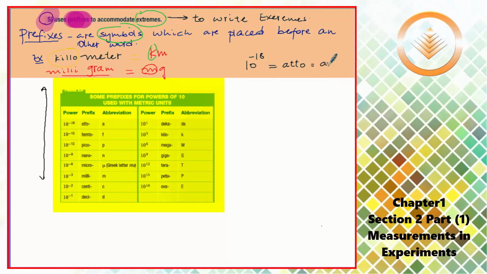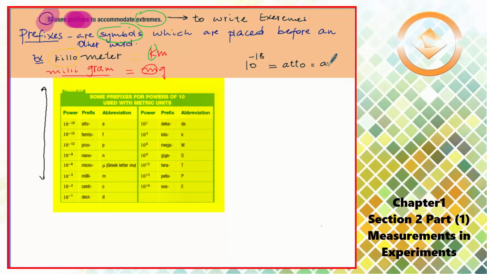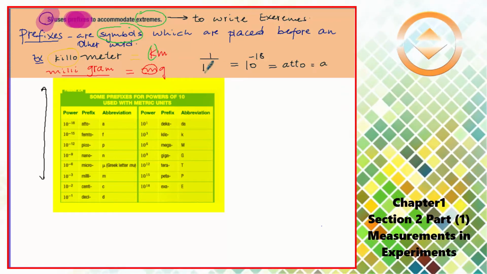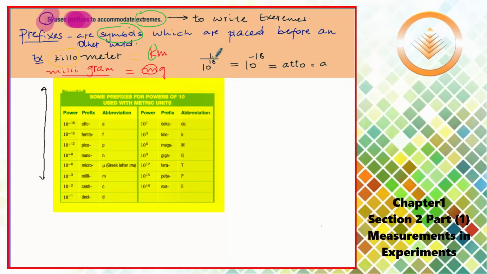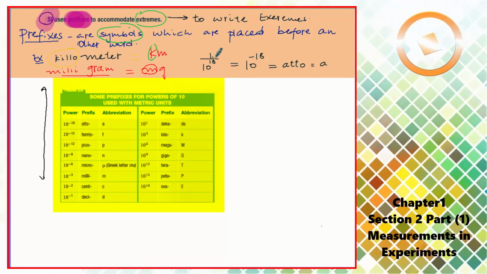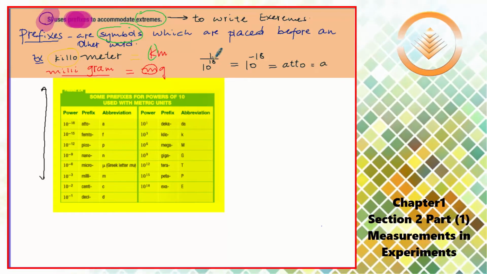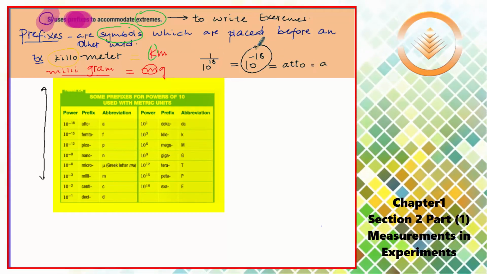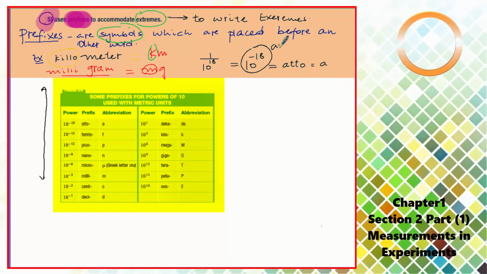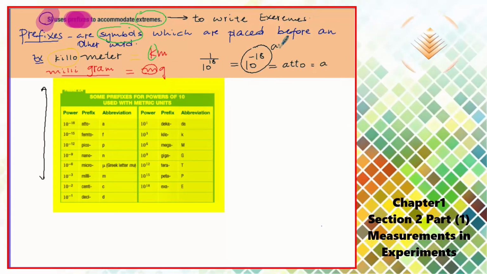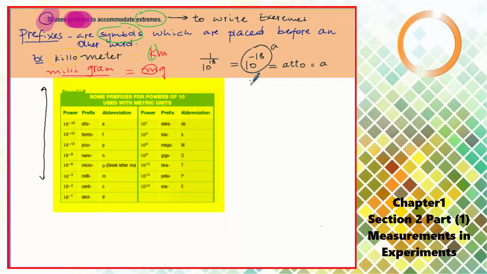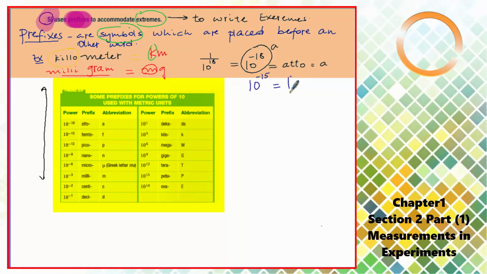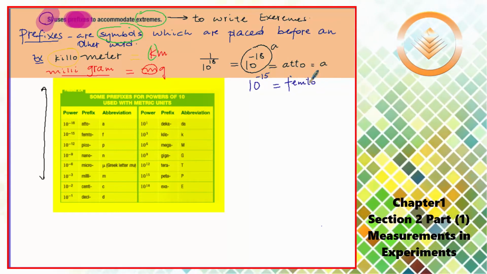By the way, this is a very small number. 10 to the power of negative 18 is the same as 1 over 10 to the power of 18. So this very small number can be written by a prefix. Instead of writing this small number, I can use the prefix a, that's atto. The second prefix is 10 to the power of negative 15, which has a name called femto, which is f.